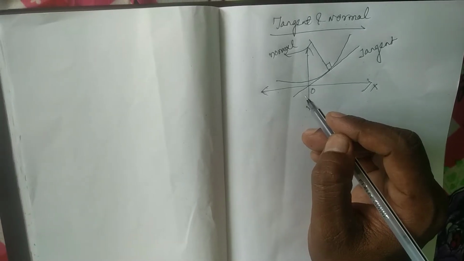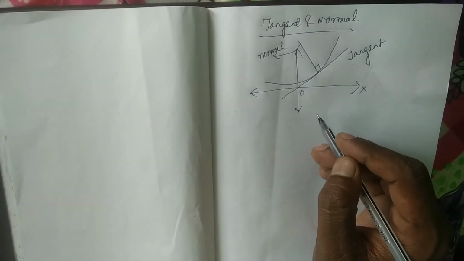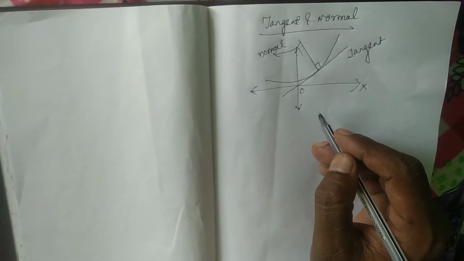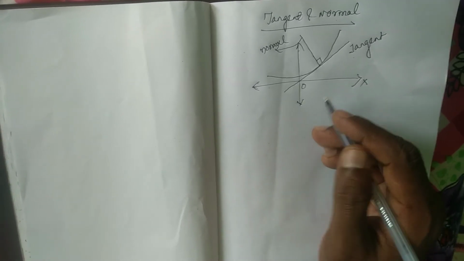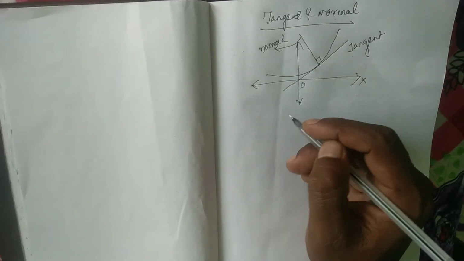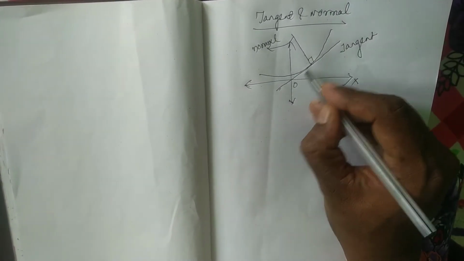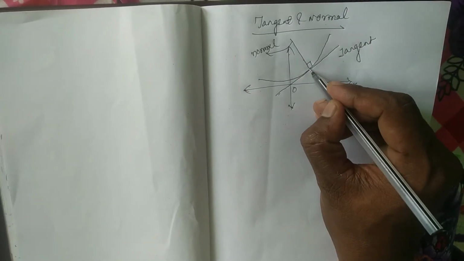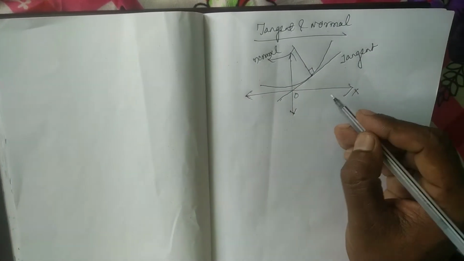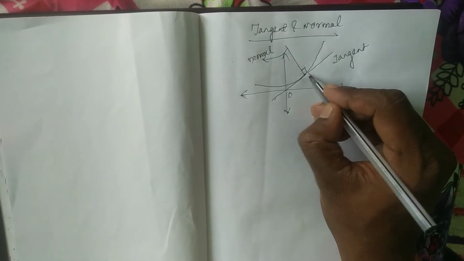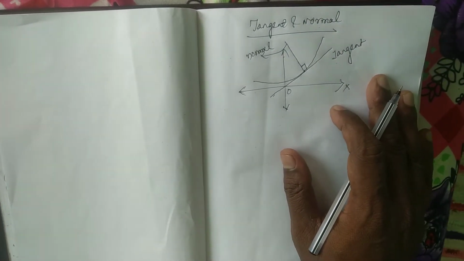Everybody, good morning. Today I'll teach you about the tangent and normal properties to a given curve. As you have already learnt in standard 11, a tangent is the line which meets a given curve at exactly a single point. Similarly, the normal is that line which is perpendicular to the tangent. You have already learnt this in standard 11.